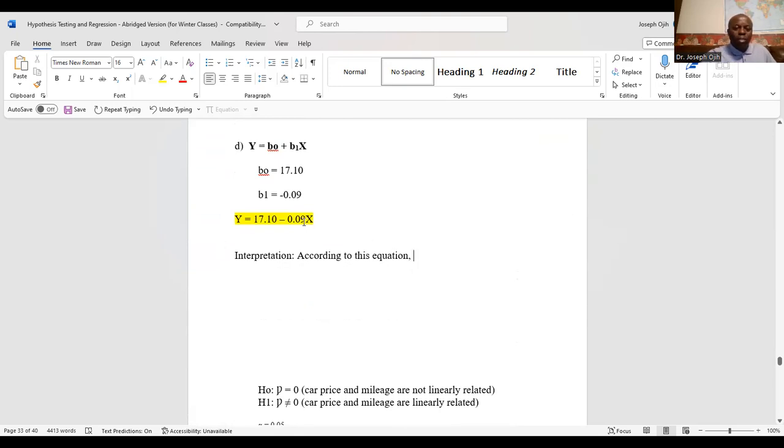So now that means 90, right? We're not going to change this number to thousand because the table gave us the answer, removing the 3 zeros. But when we interpret it, we have to remind ourselves that everything here is in thousands. So you say that according to this equation, because it's a decrease, the car price decreases.